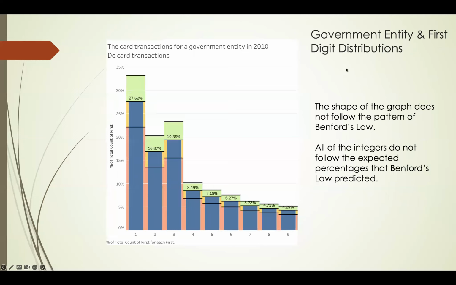This chart is the government entity's first digit distribution. The shape of the graph does not follow the pattern of Benford's law. All of the integers do not follow the expected percentage that Benford's law predicted.